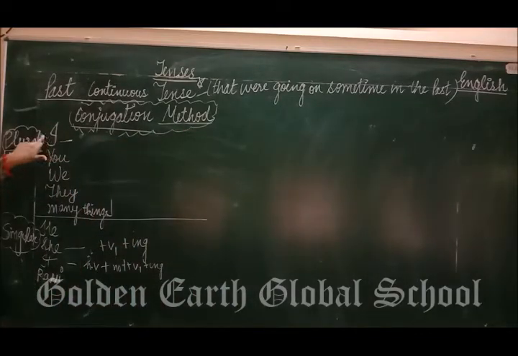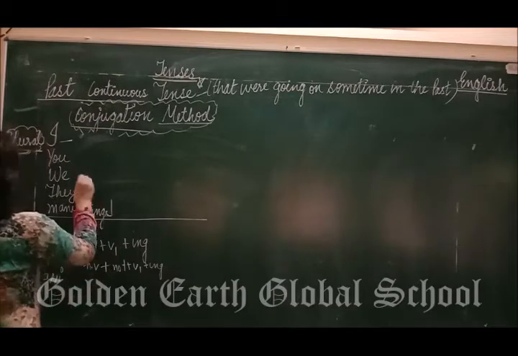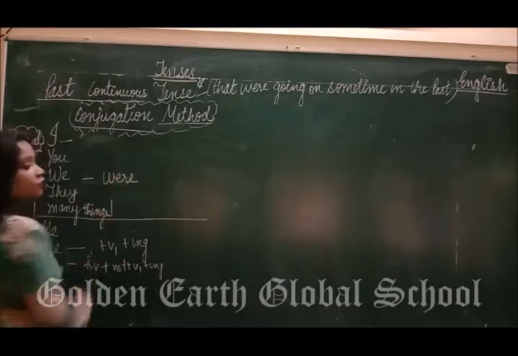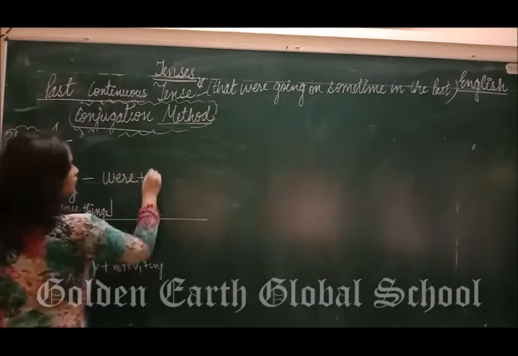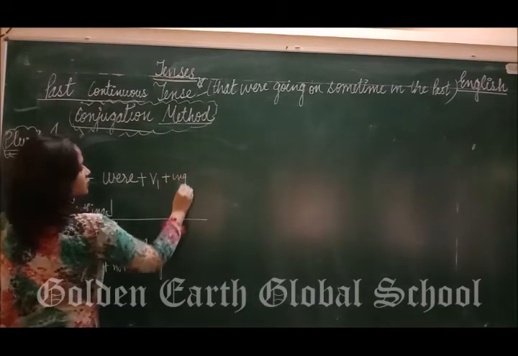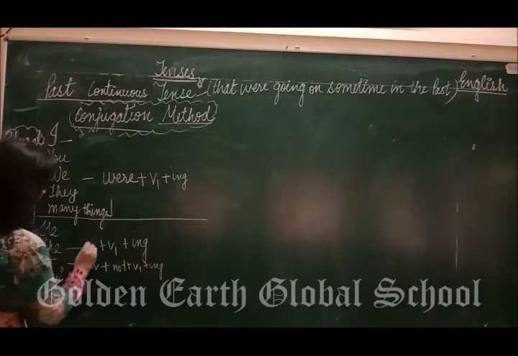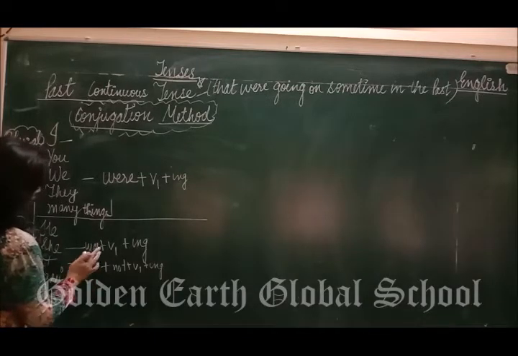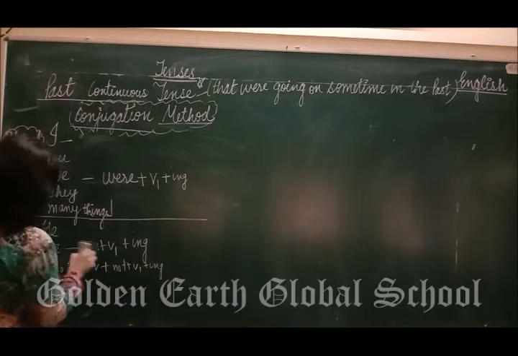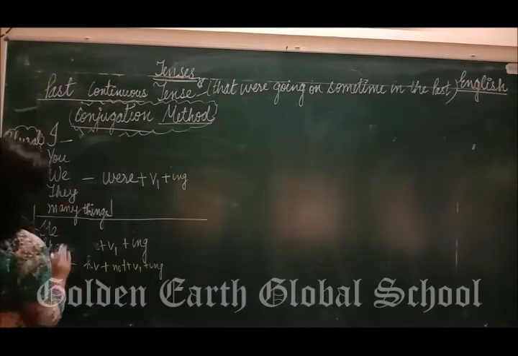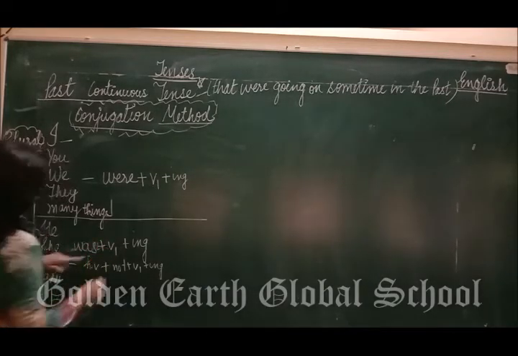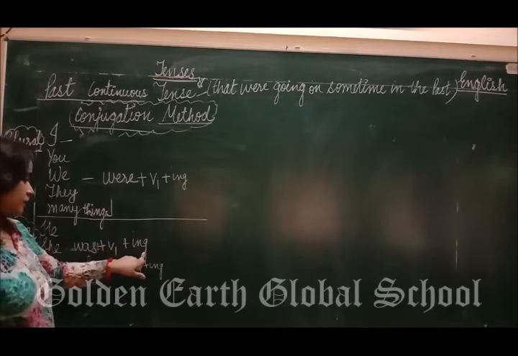Let's discuss first I, you, we, they, many things. Means plural things. More than one. What do we use? Verb. First form of the verb plus ing. And if we talk about singular thing, we use was. First form of the verb plus ing. Right?